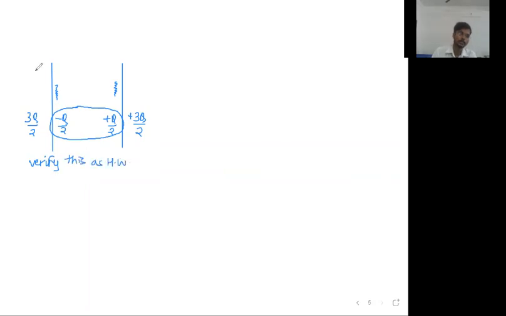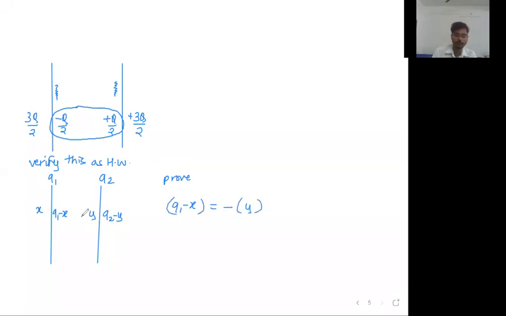Verify this as homework. What is the homework? Do it like this. First sheet, second sheet, x, q1 minus x, y, q2 minus y. Prove that the q1 minus x value is opposite of the y value. These two are equal and opposite. You have to prove this.